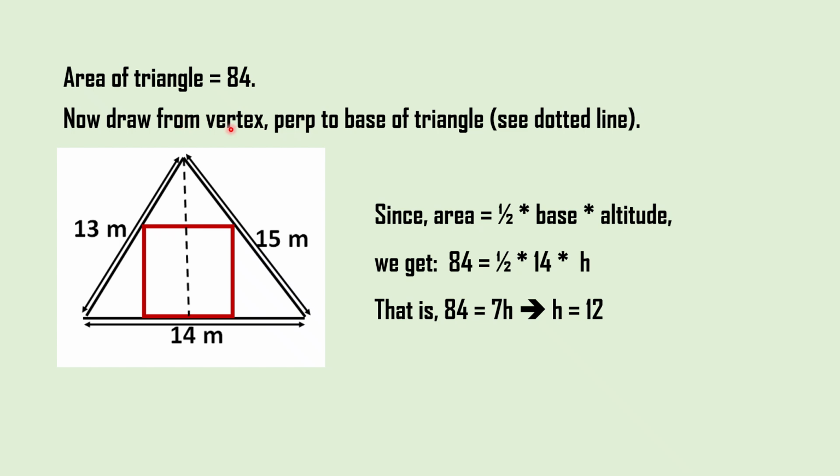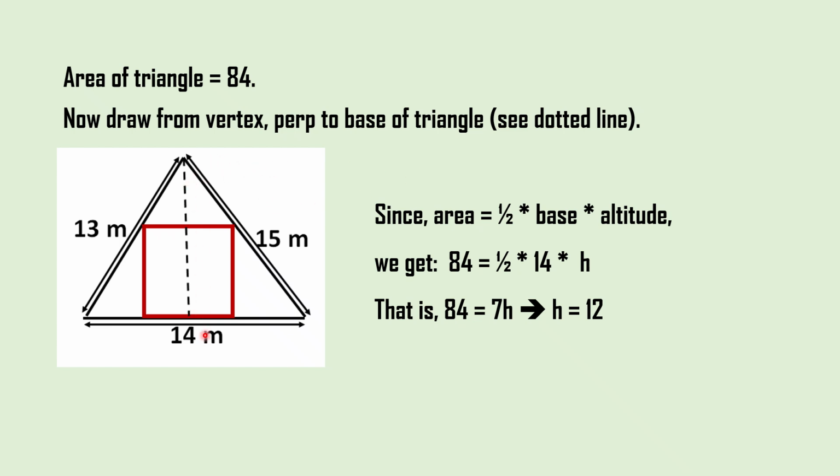Now from the vertex we draw a perpendicular to the base. It won't bisect the base because it is not an isosceles or an equilateral triangle, but it is a perpendicular, the altitude we are drawing. So from the vertex, we are drawing a perpendicular to the base of the triangle.